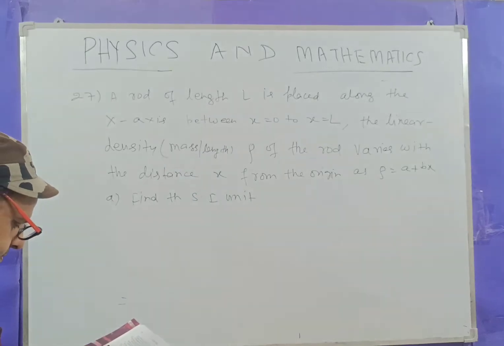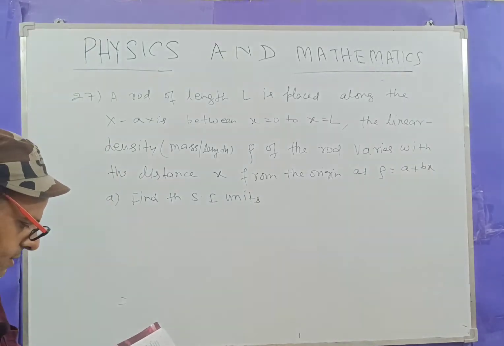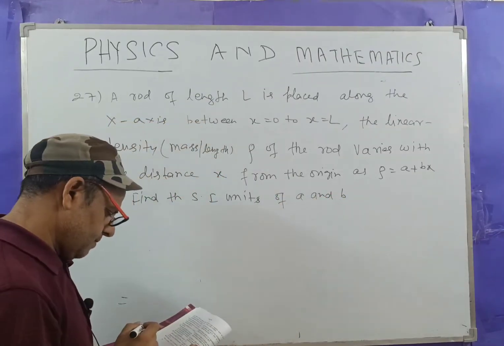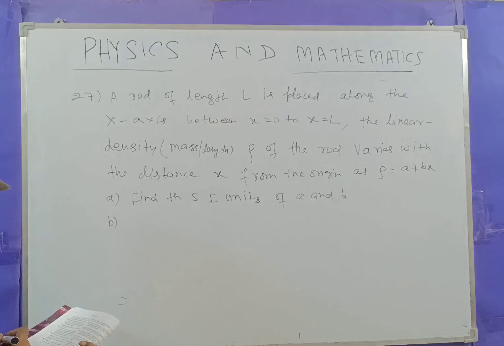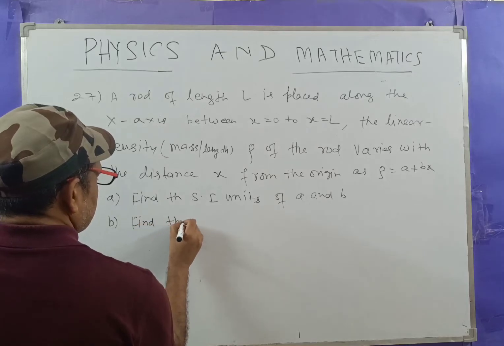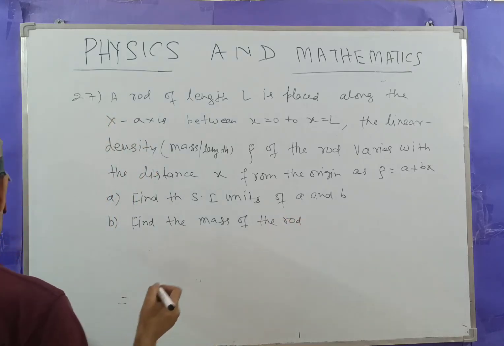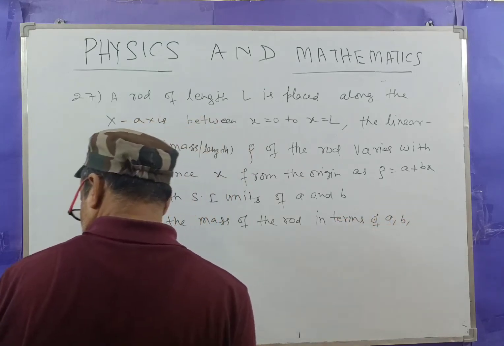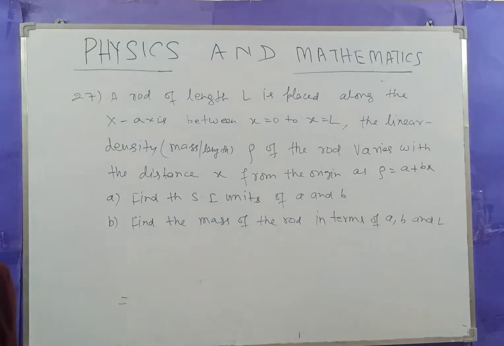Find the SI units of A and B. Part B of this question: find the mass of the rod in terms of A, B and L.